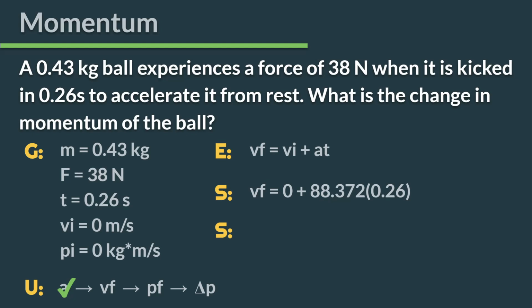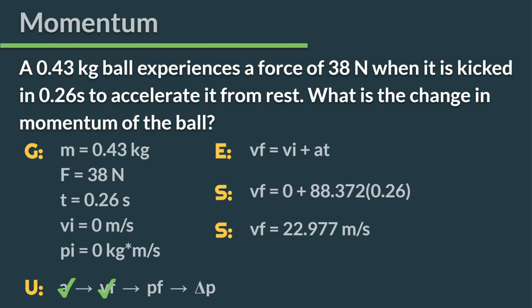0 plus anything, I'm going to cross that 0 off. All I really need to do is multiply 88.372 times 0.26, and that gives me this value, 22.977 meters per second. So now we have found our final velocity. We can check that off. Okay, but again, we're looking for change in momentum, so we're not done yet. We need to find final momentum.